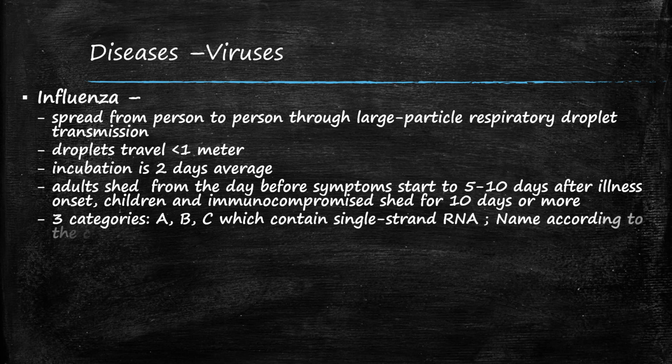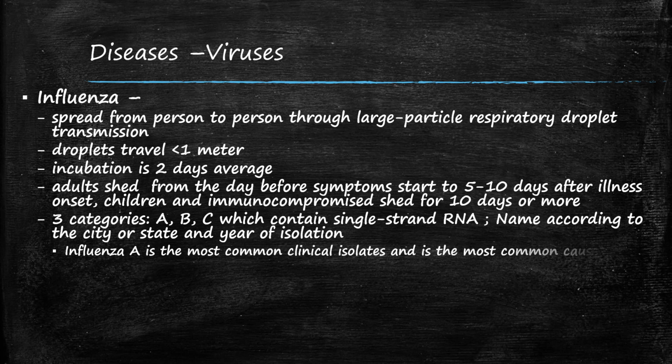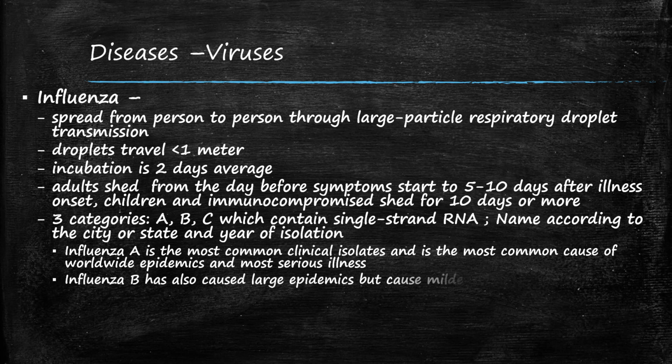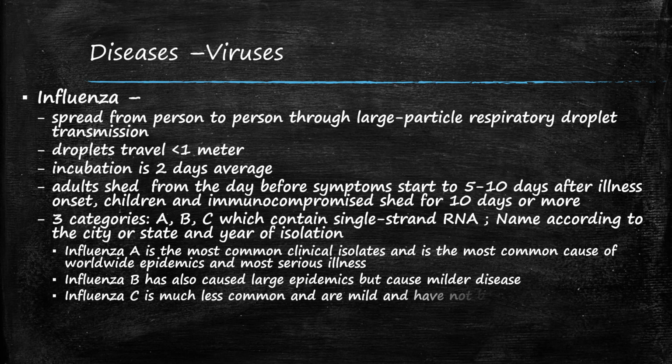There are 3 categories of influenza: influenza A, B, and C. They all contain a single strand of RNA. They are named according to the city or state and the year of isolation. Influenza A is the most common, and it is also the most common cause of serious illness and worldwide epidemics. Influenza B has also caused large epidemics, but it's a milder disease. And influenza C is much less common and mild and has not been associated with large epidemics.